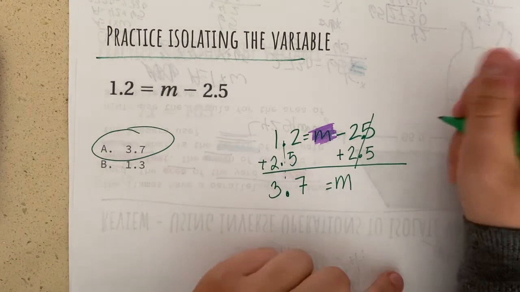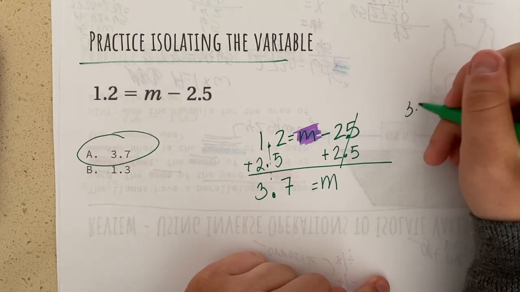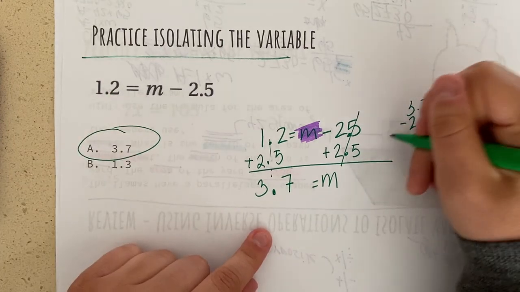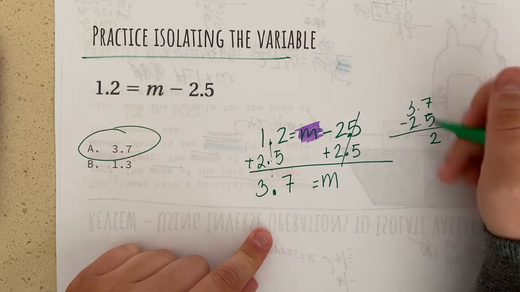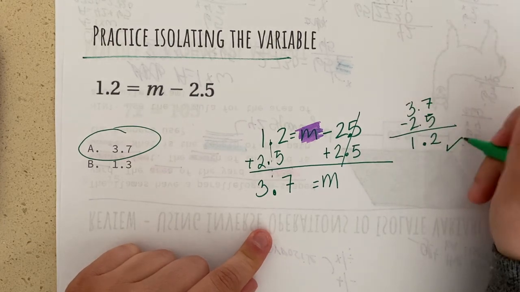If I wasn't sure, I can check it. My check would be 3.7 minus 2.5, and that should give me 1.2. 7 minus 5 is 2. Bring down my decimal. 3 minus 2 is 1, so check.